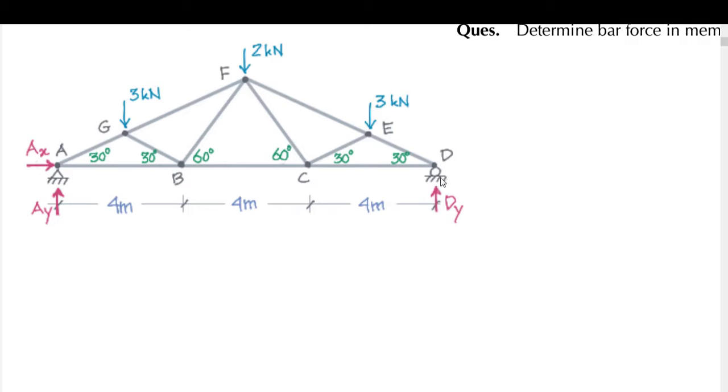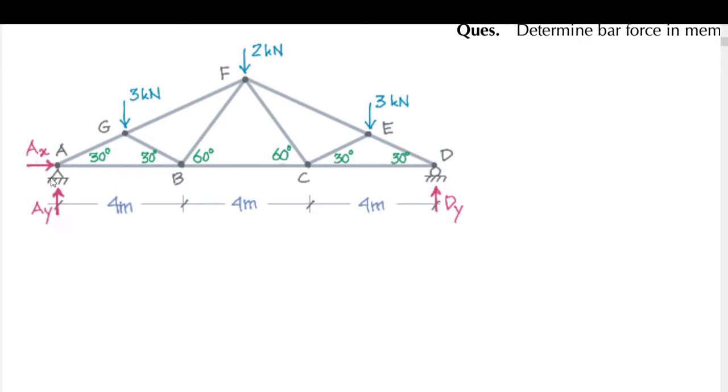Now let's take summation of Fx equals 0. If you take summation of Fx equals 0, again Ax equals 0. Why? Because there are no external forces in the x direction. So now let's take summation of Fy equals 0. If you take summation of Fy equals 0, what will happen?